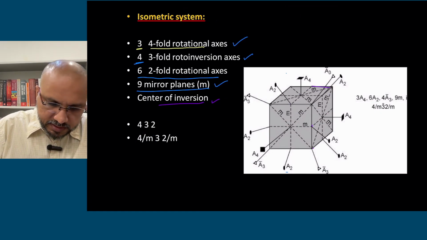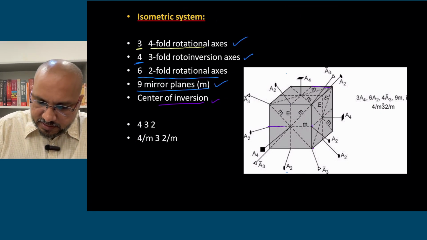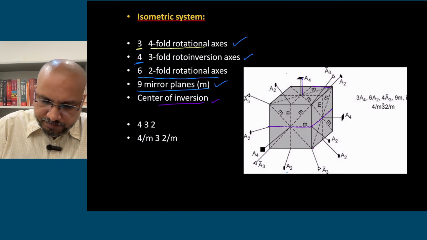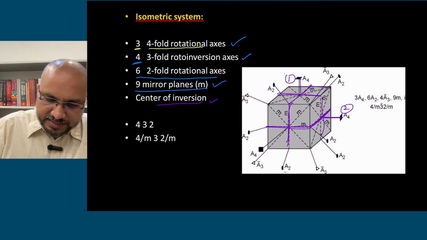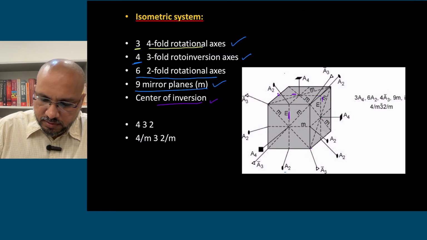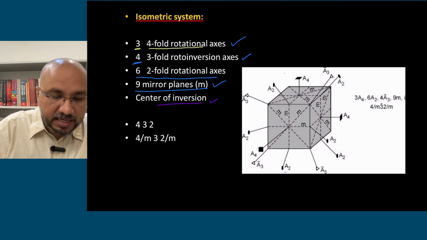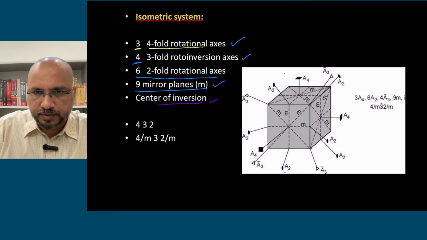And now you see the mirror planes. For the first 4-fold rotation axis, this mirror plane is perpendicular. For this second one, you have this mirror plane which is perpendicular. For the third one, you have this mirror plane which is perpendicular. So 4/m, because the mirror planes are perpendicular to the 4-fold rotation axis.